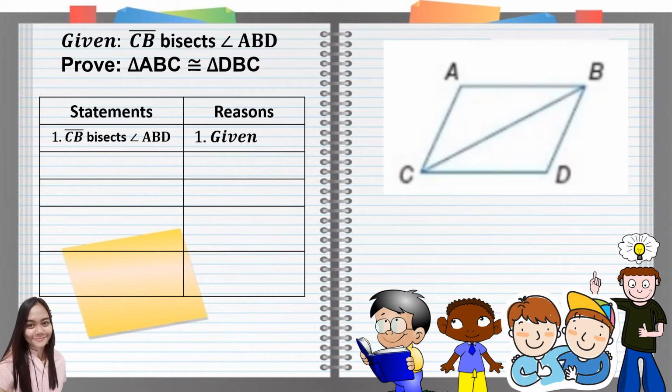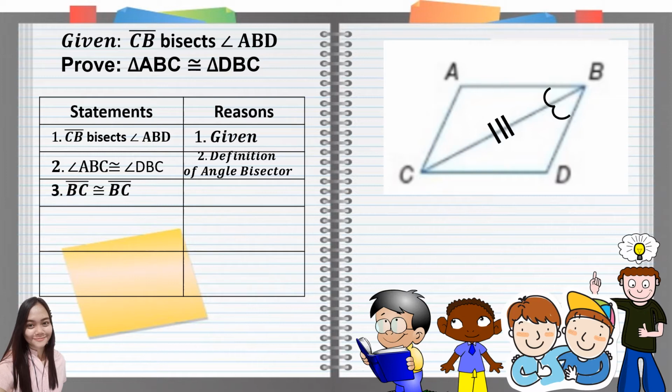Para sa second statement natin, titignan natin yung figure since ang second statement natin is related to the statement number 1. Ayan, makikita natin that angle ABC is congruent to angle DBC. Since this segment CB is a bisector of angle ABD, there are two angles formed. So, yung dalawang angles na na-form are angle ABC and angle DBC. So, dahil dito, we can say that the reason for the second statement is the definition of angle bisector. Ngayon, para sa third statement natin, makikita natin from the figure that the segment BC is congruent to segment BC by the reason of reflective property of congruence.